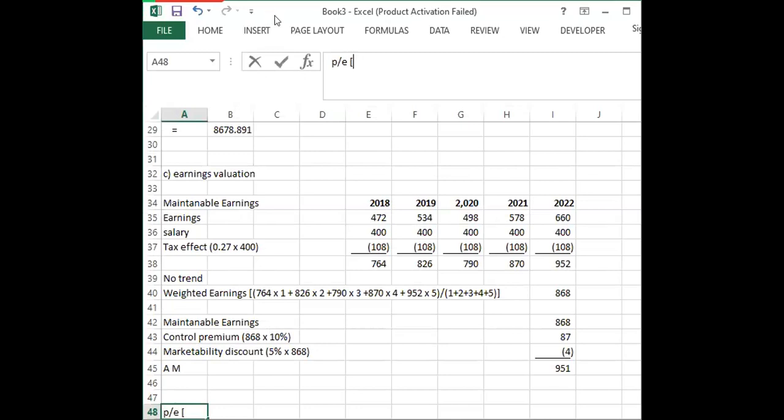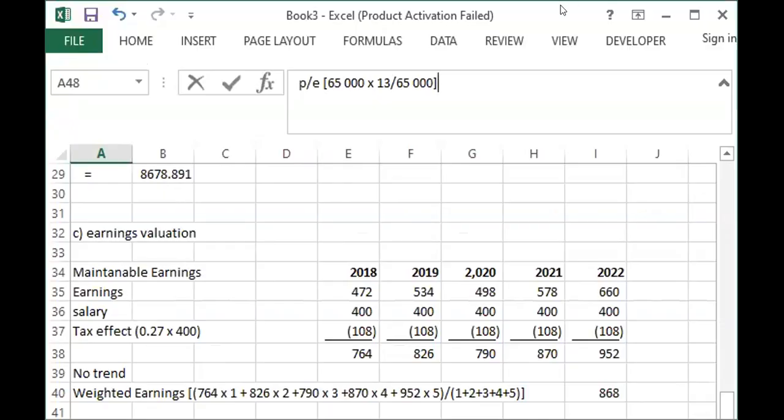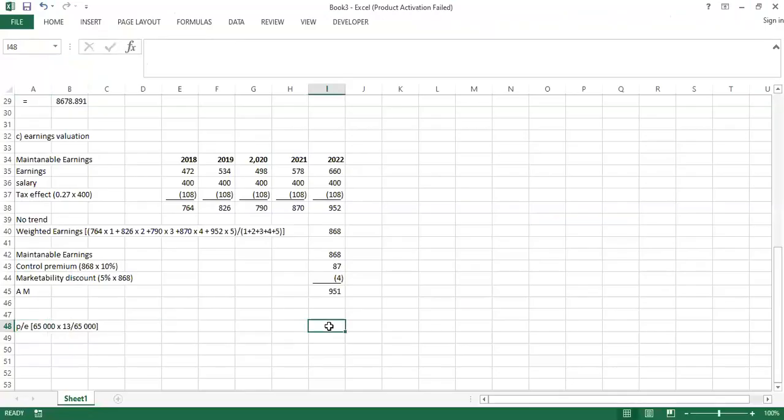This is just the last part. So we say this is going to be 65 million, with our millions put in thousands here, and then we are multiplying that by 13 to give us the total value. Then because it's price divided by earnings, the price is on top, then the earnings 65 million. All right, so let's see what that gives us.